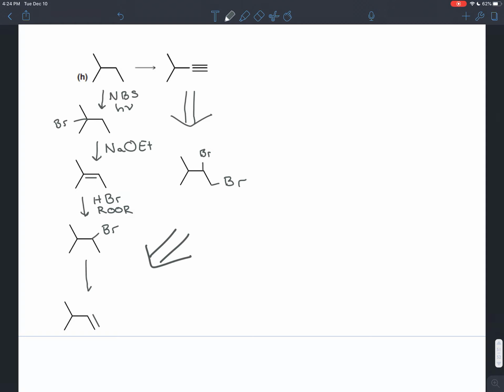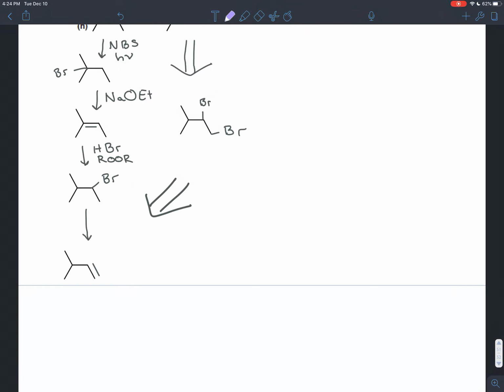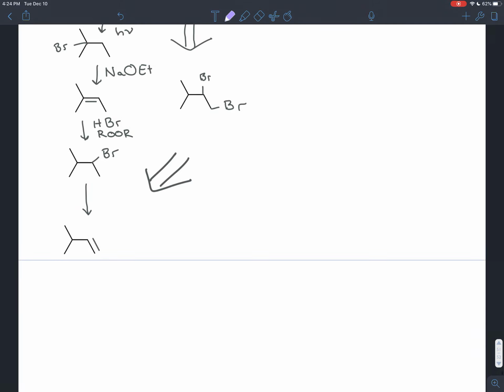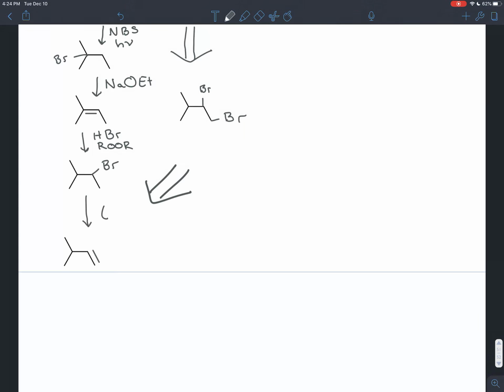Okay, once you have the bromine on there, you can do another elimination reaction. Now again, you could form a pi bond in two directions. You could form it to the left. That would give you a tri-substituted alkene, or you could form it to the right, where you have just a mono-substituted alkene. We want the mono-substituted alkene. That's the less substituted product. That's the Hofmann product. You make the Hofmann product using a bulky base like potassium tert-butoxide.